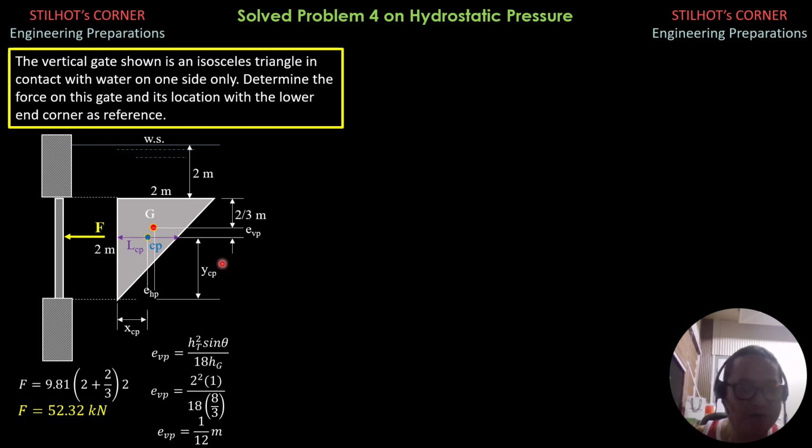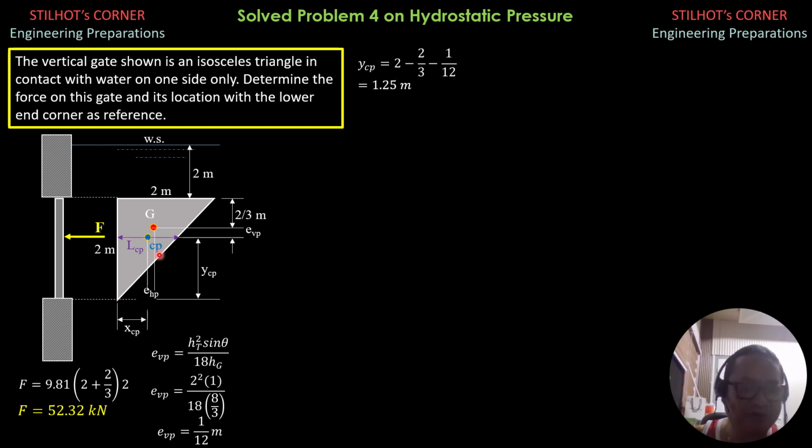Therefore, we can compute Y sub Cp now. It is equal to 2 minus 2/3 minus E sub Vp. So Y sub Cp is 2 minus 2/3 minus 1/12, and it is equal to 1.25 meters or 5/4.